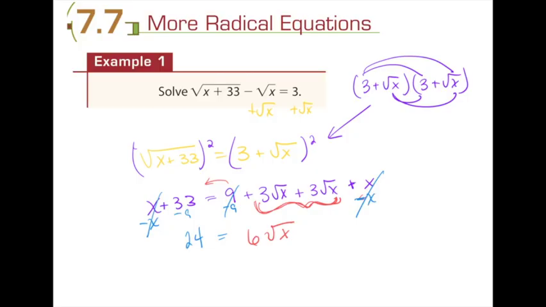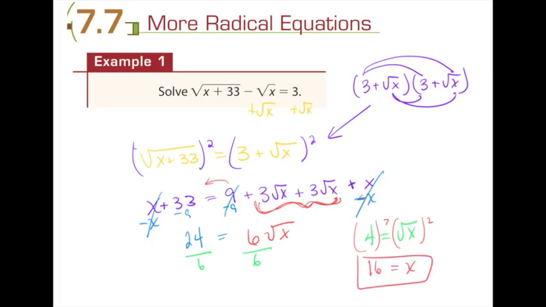Get rid of that 6. How do I get rid of the 6? Yeah, I'm just going to divide both of those, right? And so I have 4 equals the square root of x. How do I get rid of that root? Yeah, just square both sides. So I have 16 equals x, all right?